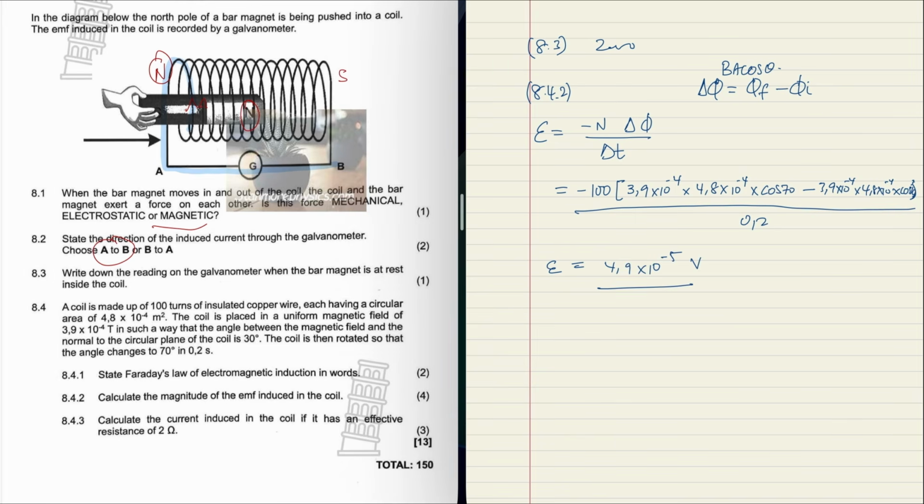Very, very small voltage. Question 8.4.3, calculate the induced current in the coil if it has an effective resistance of 2 ohms. So I is equal to V over R. The voltage is 4.9 times 10 to the minus 5 divided by the resistance, they tell us is 2. And so that's going to equal 2.45 times 10 to the minus 5 amperes.